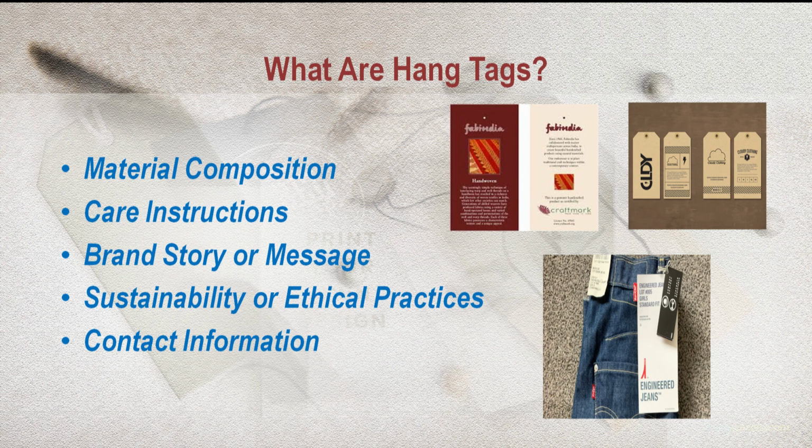Then sustainability or ethical practices, like if any type of sustainable method or sustainable fiber is used, or any ethical practices are involved while producing that particular garment or product, that will also be mentioned. And contact information, like the place from where it is manufactured, or the address of their brand or industry, is also mentioned on that particular tag.